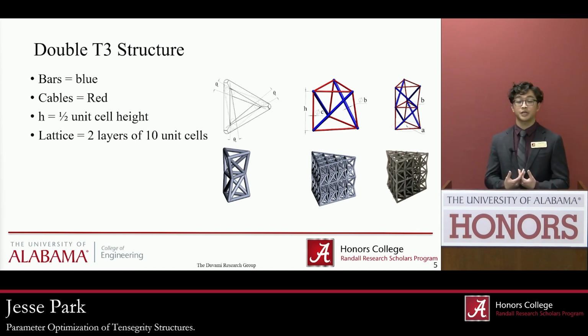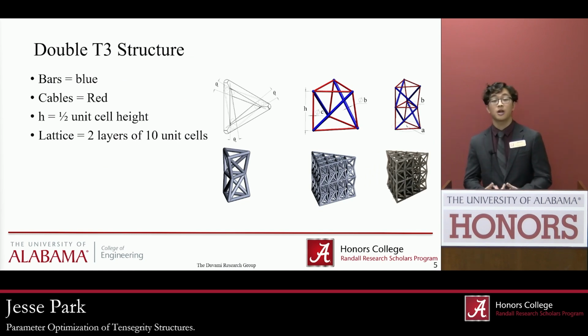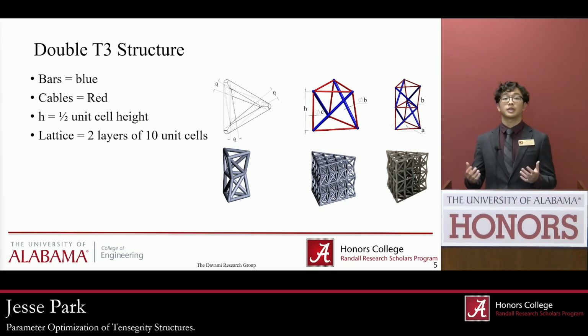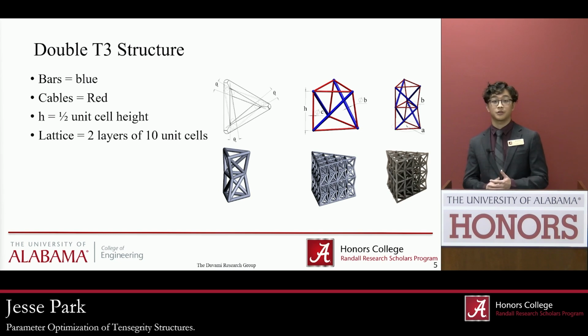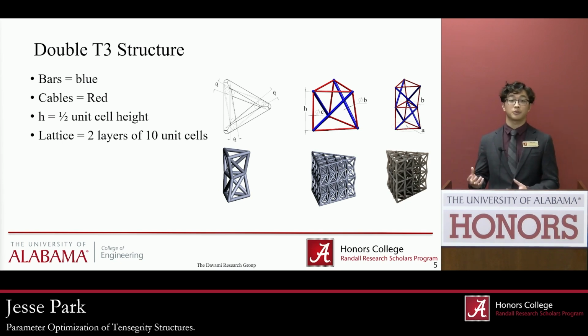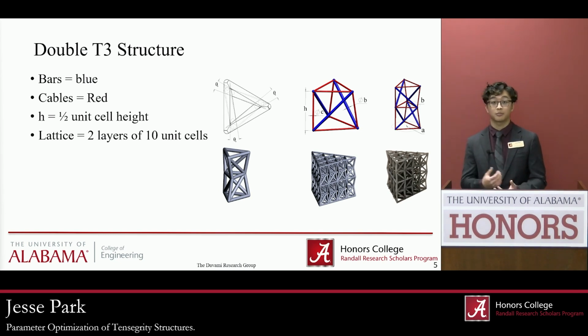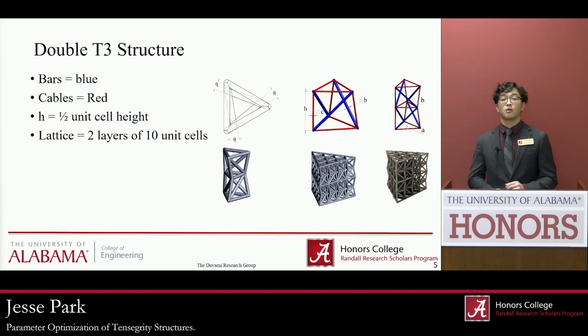So for our structure in particular, we focused on the Double T3 structure, which can best be described as a right triangular prism, which has been reflected over its top face. Here, the bars are denoted in blue and the cables are denoted in red, so you can understand which members are experiencing tensile and compressive stresses respectively. And so once we have this prism, we mirror it over its top face to get our Double T3 unit cell, and then further expand that to our lattice, which consists of 2 layers of 10 unit cells each.